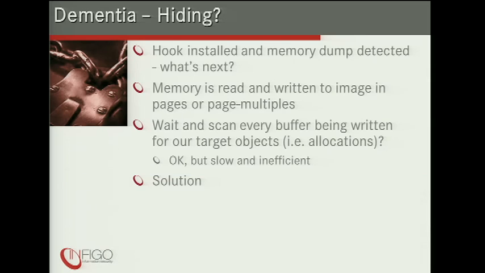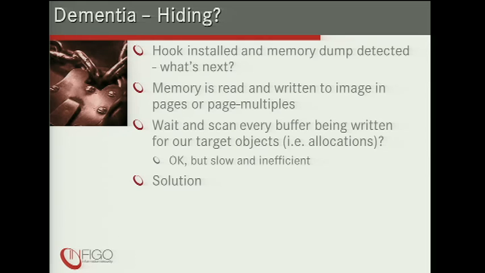Okay, so now we have our hook installed, and we know that memory dump is being created, but what now? All memory acquisition tools work in a way that they read memory page by page or in some page multiples and write those pages back to the memory dump. One possible solution is to scan every buffer being written to the dump file and search it for some specific target objects, for some interesting object that we want to hide. Well, that method is okay. We can do that, but it's both slow, inefficient, and can make your life harder.